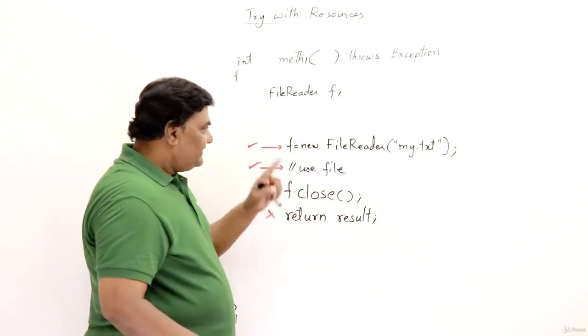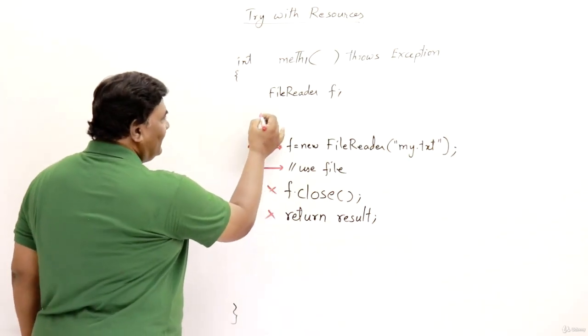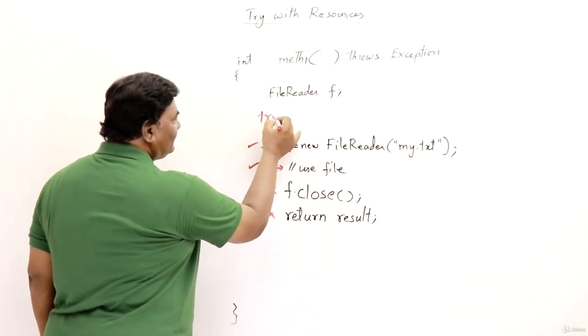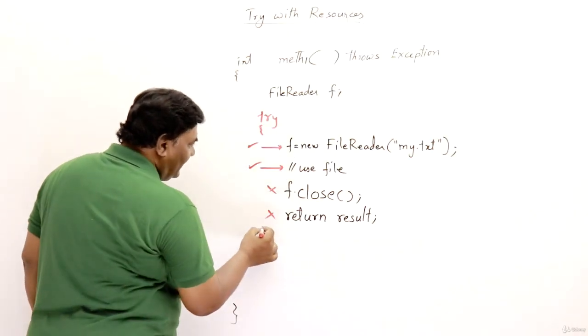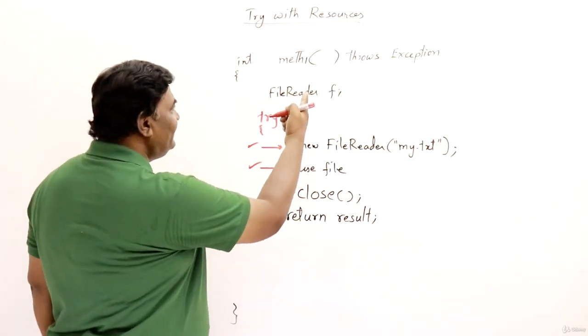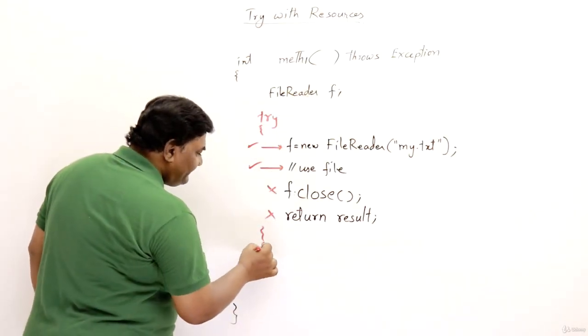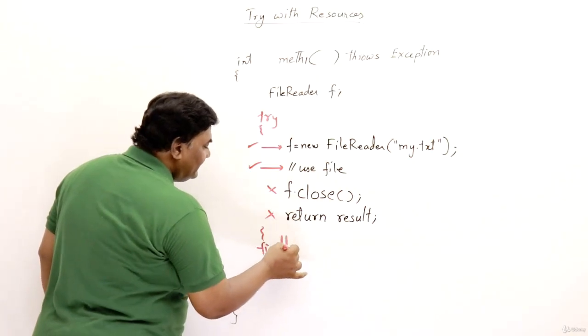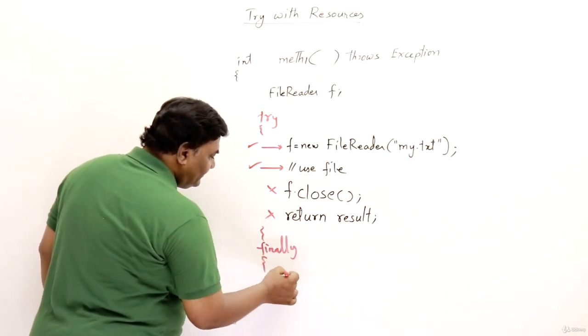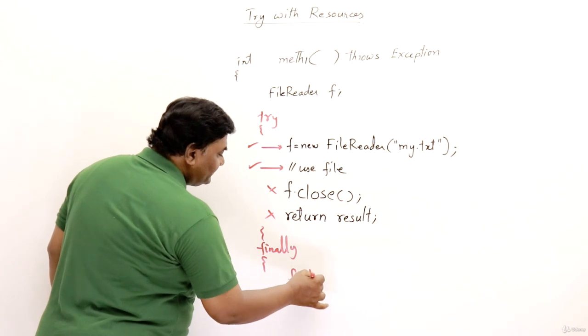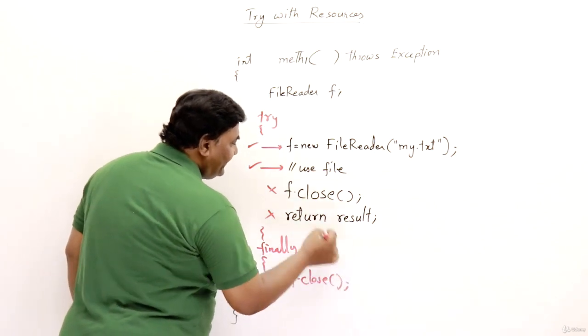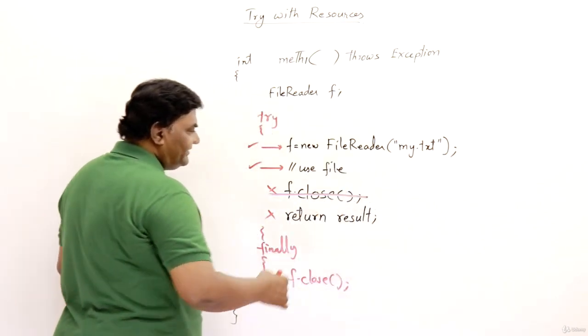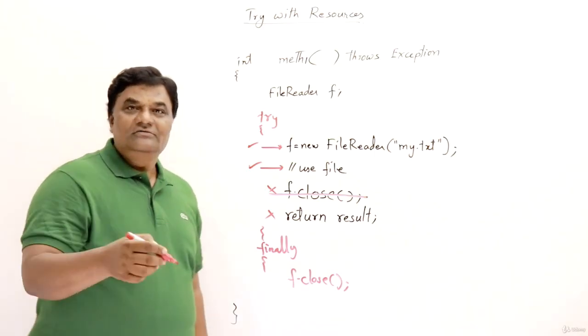Then what to do? See this now. I will change the code. I will write try here, right? Try. I don't need to catch because I am throwing the exception. So write just finally. So in finally, write f.close(). No need of f.close() here. No need here. Now this will work.